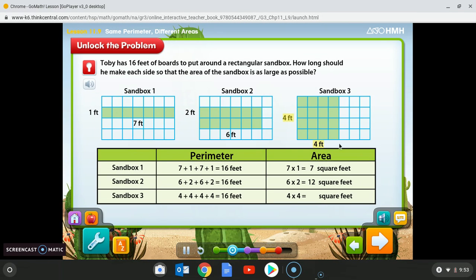Now we have a 4 by 4 foot sandbox. Guess what? 4 times 4 is 16. So if you're making a sandbox, which sandbox would you want? You would want the sandbox that has the biggest amount of square feet because we have the same perimeter. I don't want to play in a sandbox that looks like this. This one's okay, but this one's the best because you have more space on the inside. Isn't that cool? Same perimeter, different areas. Cool, huh? All right, let's keep going.